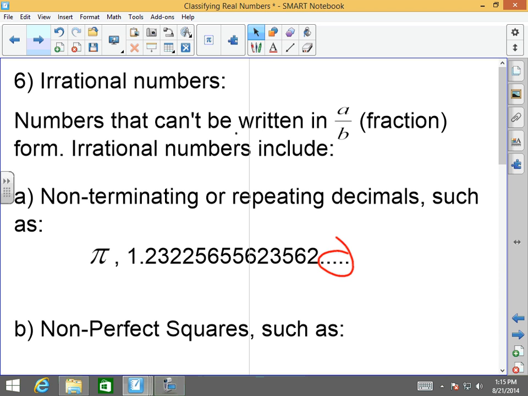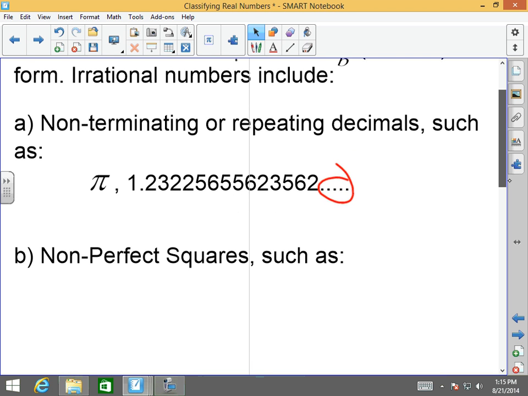And the other kind of irrational number includes a non-perfect square, such as the square root of 32 or the square root of 15. If it is not a perfect square, it is an irrational number. Does that make sense so far, gentlemen?